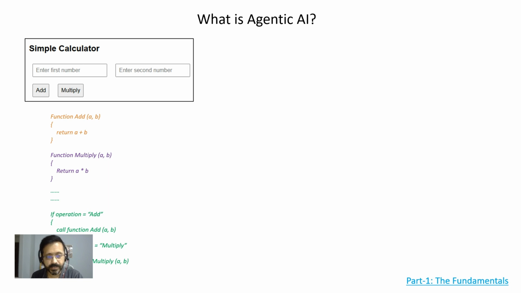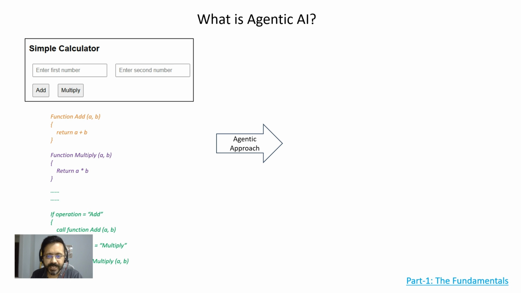Same thing if I want to implement using agentic AI, how can we do that? Before that, I just want to call out that if we need to add another function, maybe division, then you'll have to update this logic. You'll have to deploy your application again, etc. Now, let's see how agentic AI will handle this.